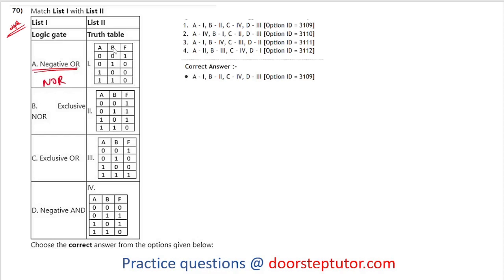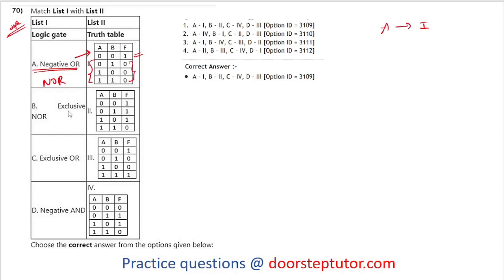And what is the truth table of NOR gate? NOR gate says whenever one of the inputs is 1, output should be 0. So that is matching with option number 1. So whenever one of the inputs is 1, output is 0. So this is a NOR gate. So A is matching with option 1.